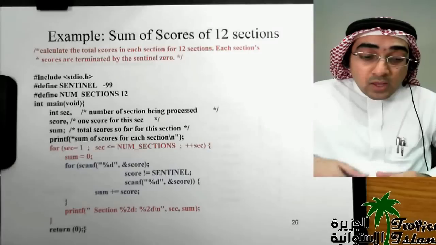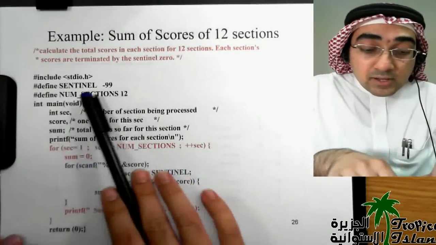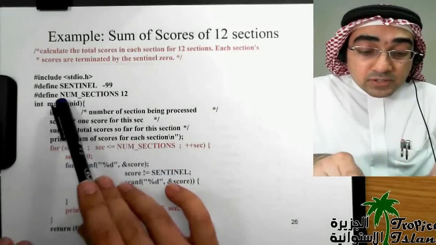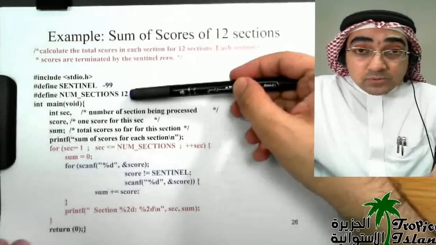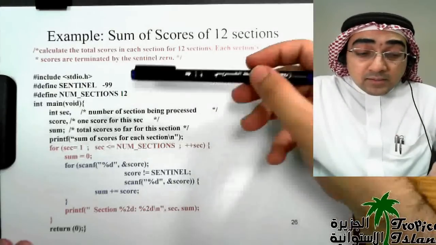Okay, what do I have to do? I do the same program that I did before. I say #include <stdio.h>, and I #define the SENTINEL to be -99, and then I #define the NUMBER_OF_SECTIONS to 12. So I have two constant numbers over here: the sentinel value, which is -99, and I added a number of sections as 12.